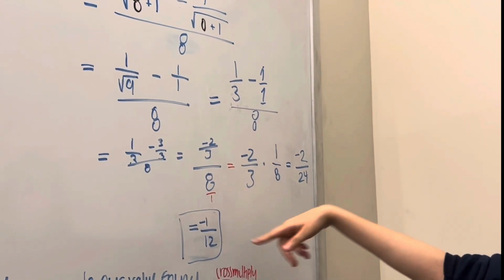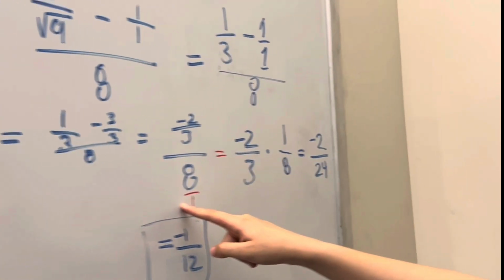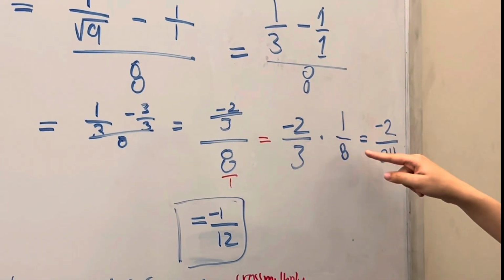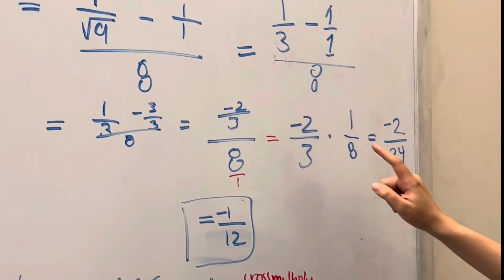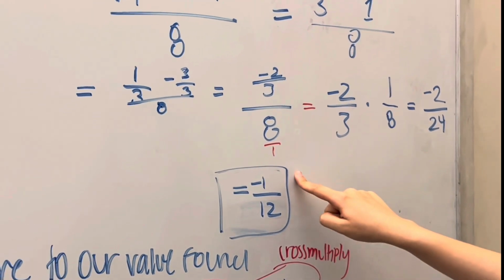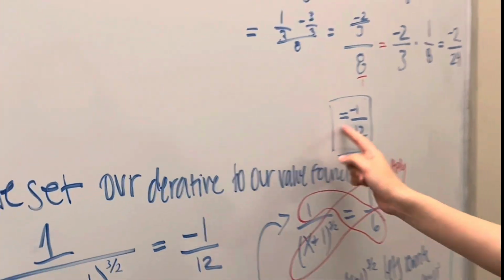We have to do some algebra here, so we flipped the 8 over. Remember, there's an invisible 1 down there, so we flipped it over, and we got -2 times 1 equals -2, 3 times 8 equals 24. Our answer simplified was -1 over 12. So that was our value found.